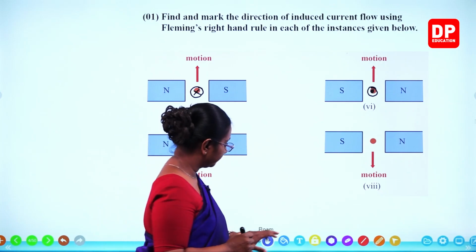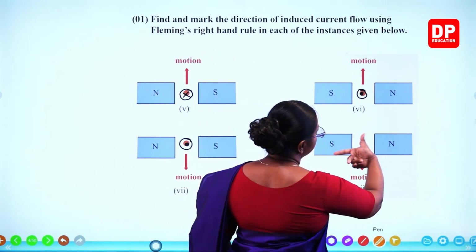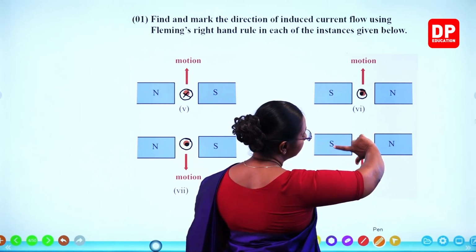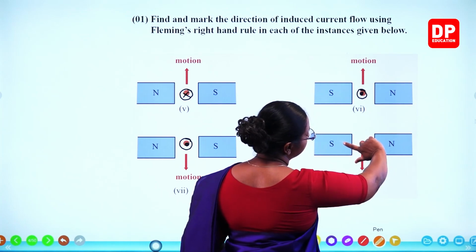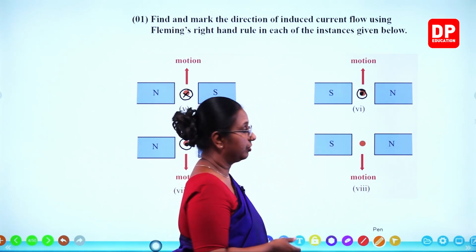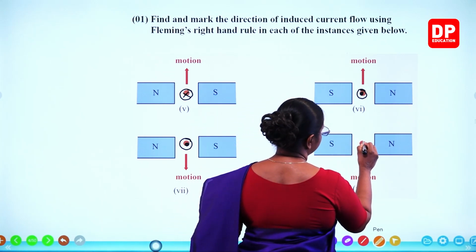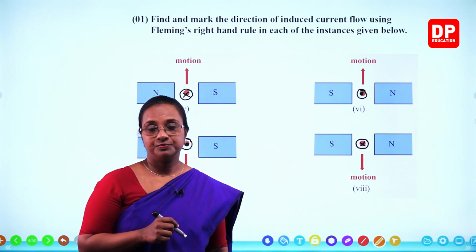The last one. Field is going to be this way, the motion downwards. So if you look at the direction of the middle finger, it's pointing into the board. So there it's going to be a cross and a circle.